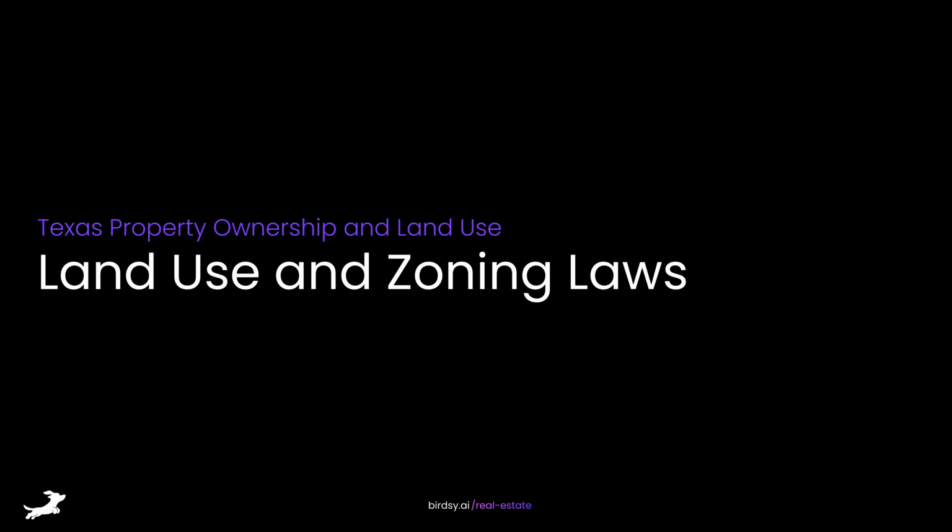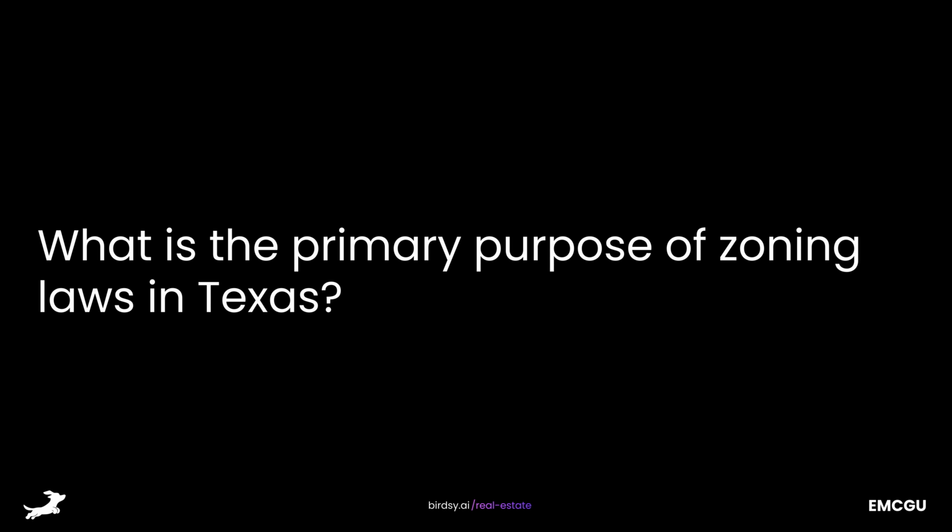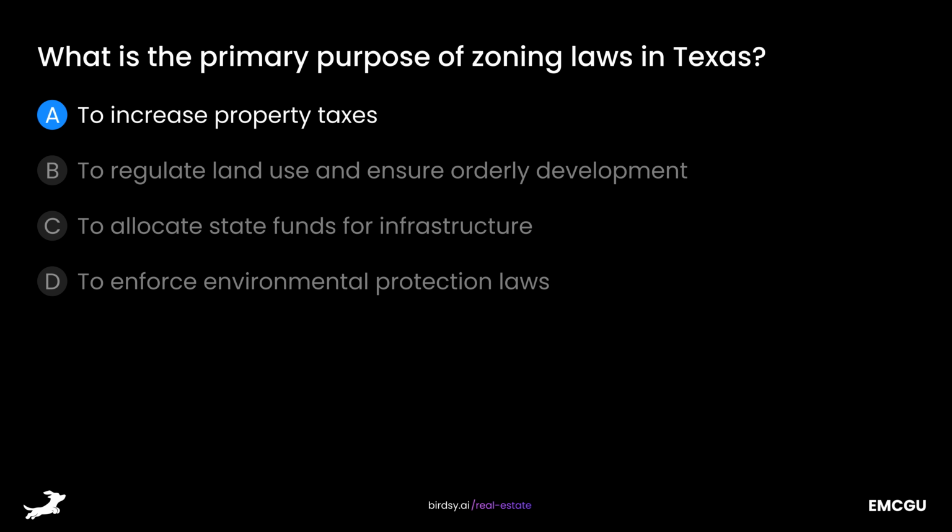Land use and zoning laws. What is the primary purpose of zoning laws in Texas? Is it A, to increase property taxes, B, to regulate land use and ensure orderly development, C, to allocate state funds for infrastructure, or D, to enforce environmental protection laws? The answer is B, to regulate land use and ensure orderly development.